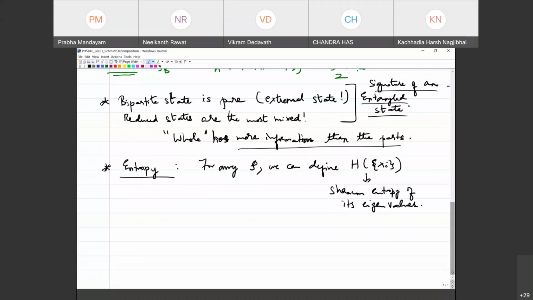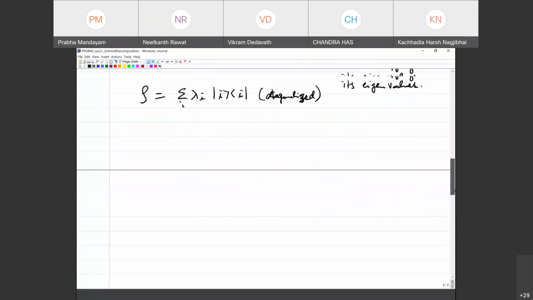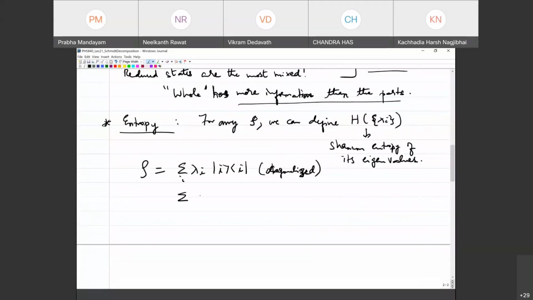So you know that rho can be diagonalized, and because rho is a trace 1 matrix, right? The sum over i of lambda i must be 1, and the lambda i's must all lie between 0 and 1, right? These are all properties which just follow from this being a density matrix, right? So these lambda i's of a density matrix in particular form a probability distribution, right?